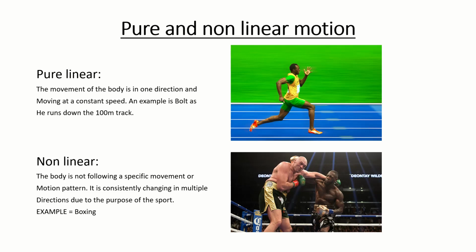Following on from that, there is non-linear motion. This is when the body is not following any sort of specific movement or motion patterns. The body will be consistently changing in multiple directions due to the purpose of the sport. A good example of this is boxing, as boxers will be consistently trying to evade punches and throw punches themselves without the other boxer being able to read what they're trying to do. There'll be lots of different feints and motions, and no specific direction of motion will be taking place throughout the sport.